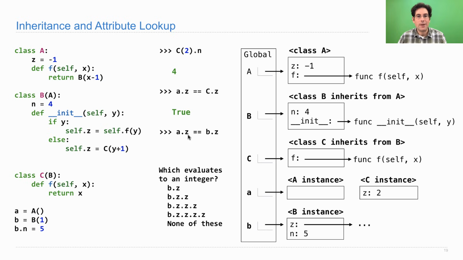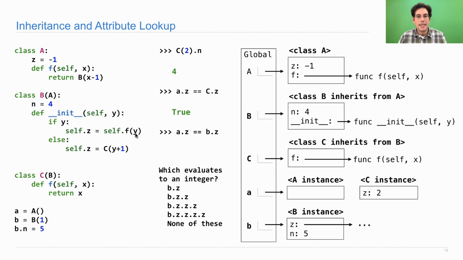Okay, a.z we already figured out is -1. And what's b.z? Well, b is this b instance, and it has an instance attribute called z. We never really wrote down what it is, but I'm pretty sure it's not going to come out -1. I think it's time that we figure out what it does equal. So, when this instance was created, we passed in 1 as the value for y. Self is bound to the instance itself. We checked that y was true, and so we called self.f on y.